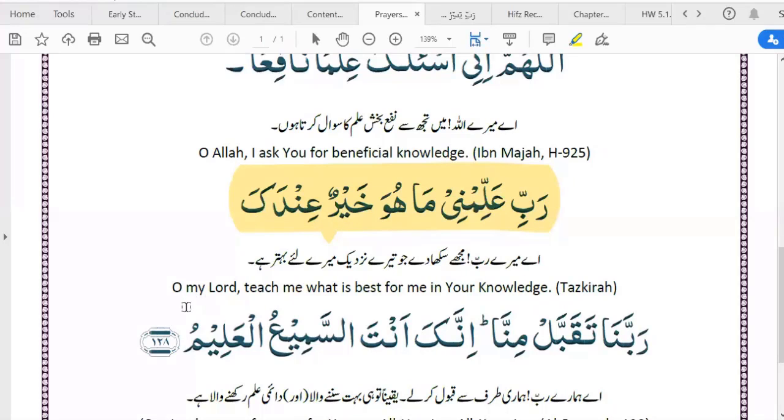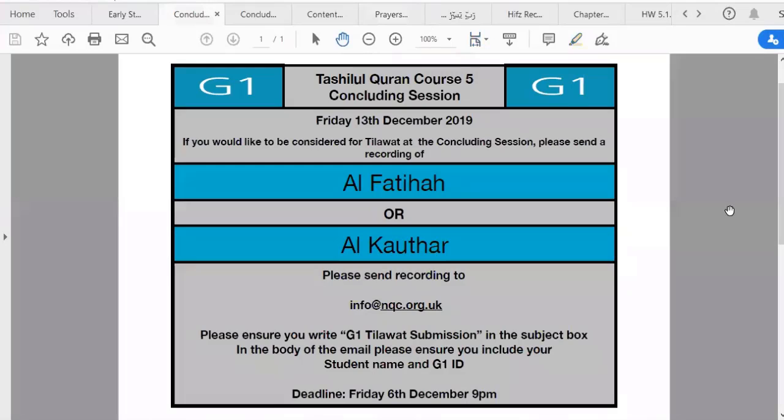Okay, and the translation? Oh my Lord, teach me what is best for me in your knowledge. Okay, Jazakallah, that was very good. Now we're going to look onto some announcements.